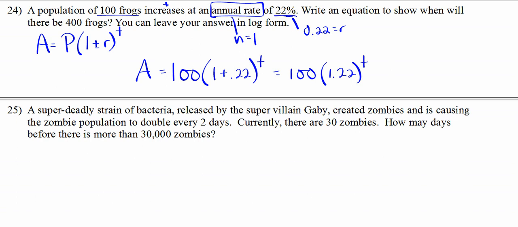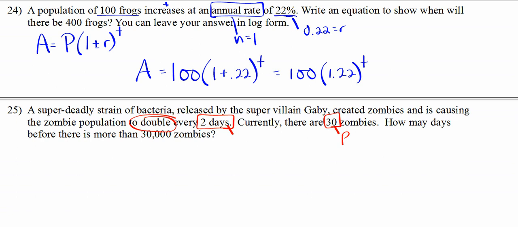we have a deadly strain of bacteria released by a supervillain, created zombies, and the population of zombies doubles every 2 days. Okay, this is a new kind of timing for us. Currently there are 30 zombies. That's the principal number of zombies. How many days before there are more than 30,000 zombies?